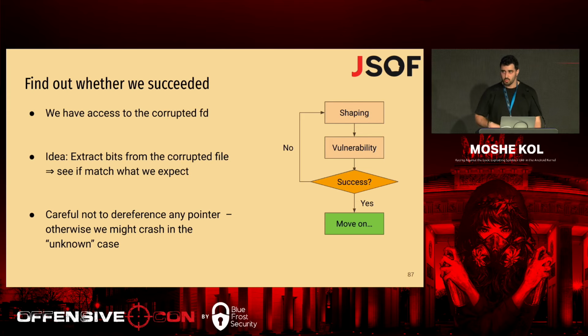So we need to do this indirectly. For example, we have a method to know whether the fdget function succeeds on this struct file. So we have such an oracle and we know whether we succeeded or not. If we succeeded, we just move on to the rest of the exploit, and if not, then we try again: do the shaping, do the vulnerability, etc.